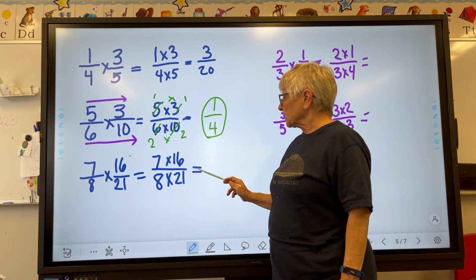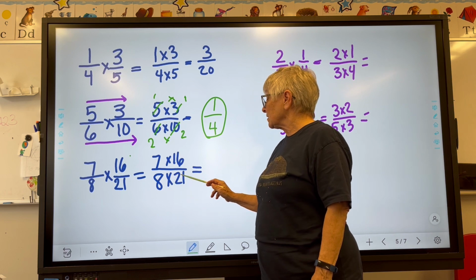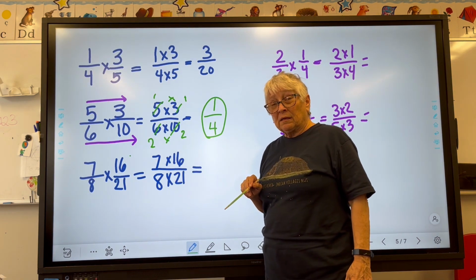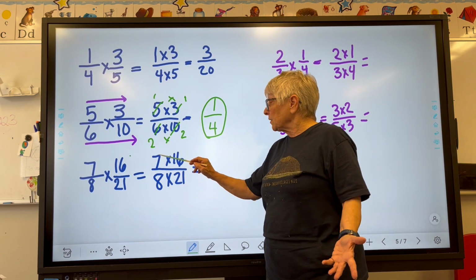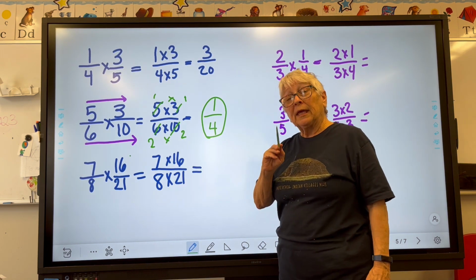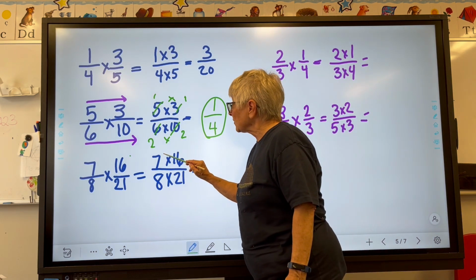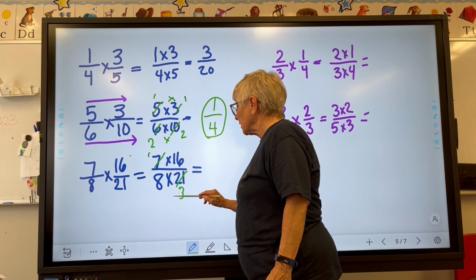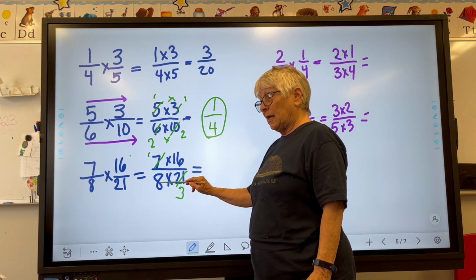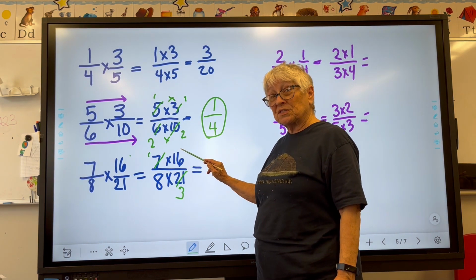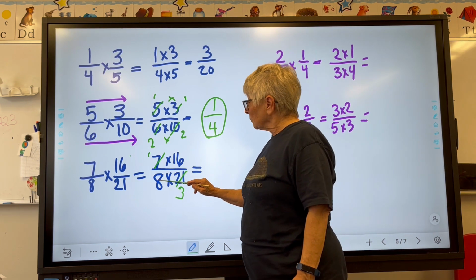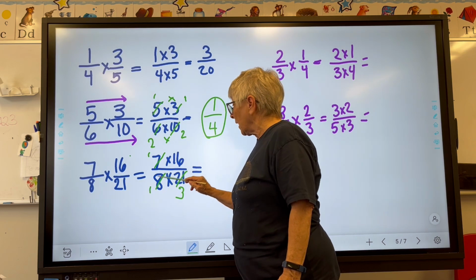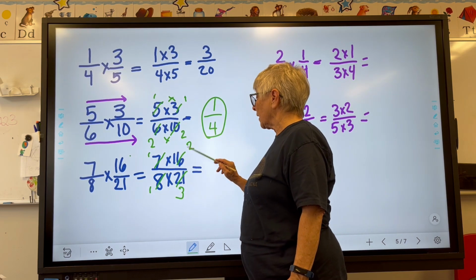So I've written 7 times 16, and I've written 8 times 21. Does 7 go into 8 evenly? No. But does it go into 21 evenly? It does. So I can say 7 goes into 7 one time, and 7 goes into 21 three times. Now 16 doesn't go into 8, but 8 does go into 16. So I can pre-cancel this way. 8 goes into 8 one time, and it goes into 16 twice.